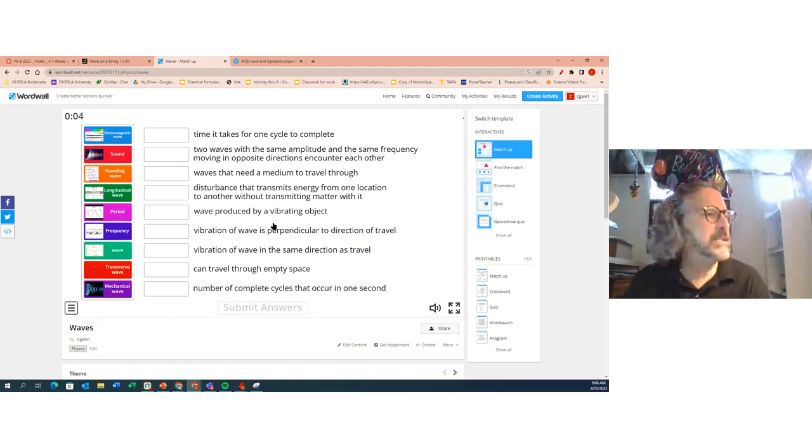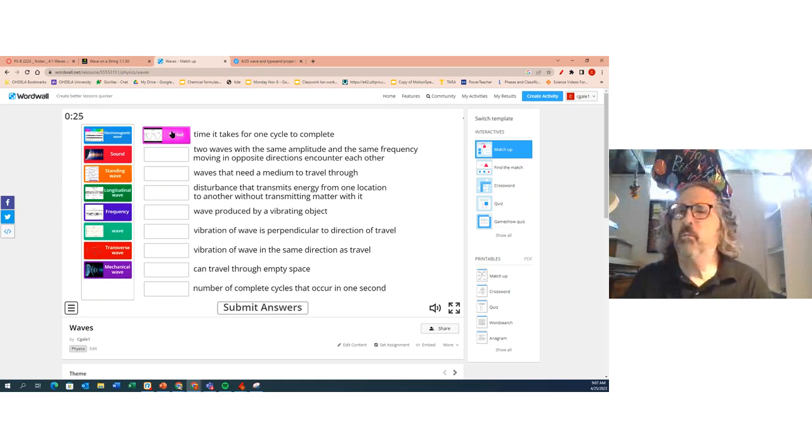Vocabulary words today. The time it takes for one cycle to complete. So time is a period. The time it takes for one cycle to complete. We're going to be talking about that today. The period. All right, so it's how long for one wave to go by. So that's the time it takes.